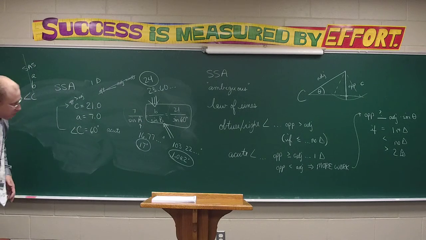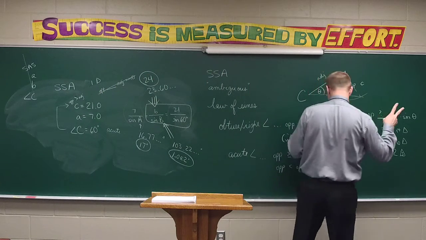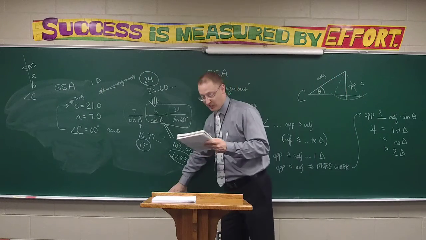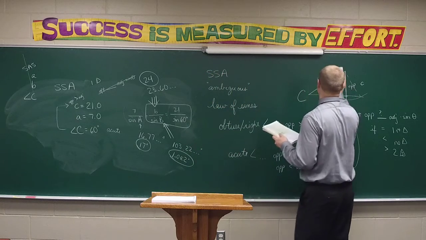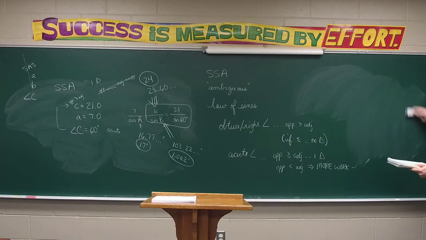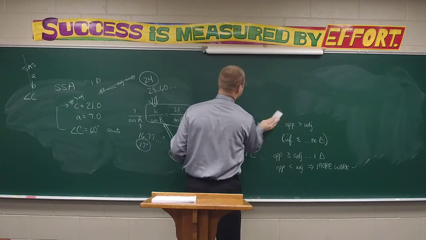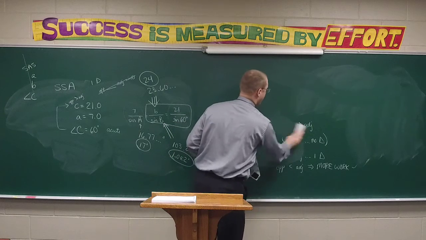Well, let's go to number two. And I notice I've got a number two class. I've got two sides, A and B, and one angle. And there is a match, which means I have side-side-angle. What kind of angle do I have? Obtuse. Now, I actually like obtuse because there's only one way it can work.